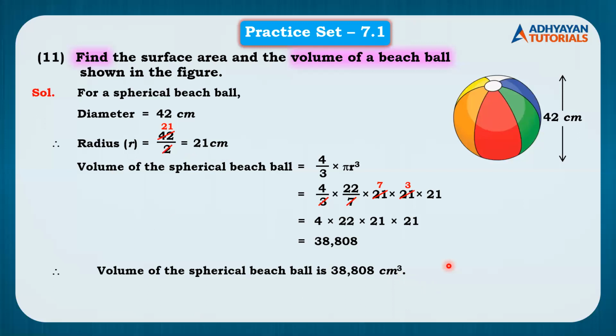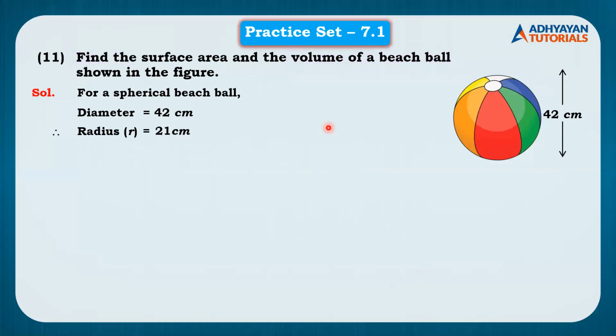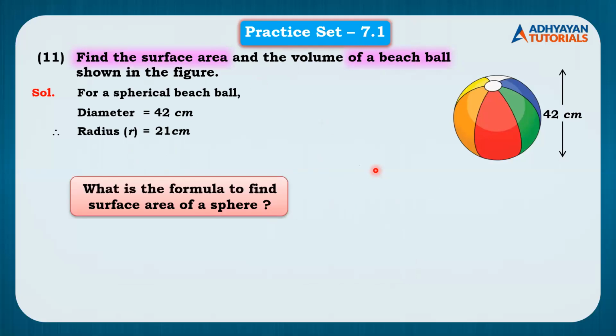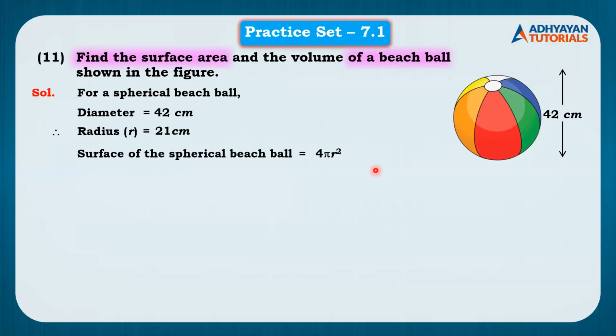Now we'll move further to surface area because this sum is of two parts. First we have found out volume. Now we'll find out surface area. Is it clear? Fine. Now this was the answer for volume. The question is the same, but now we have to find out surface area. Students, tell me, what is the formula to find the surface area? Yes. Surface area of a spherical beach ball is nothing but 4 pi r square. Now we have to substitute the values.